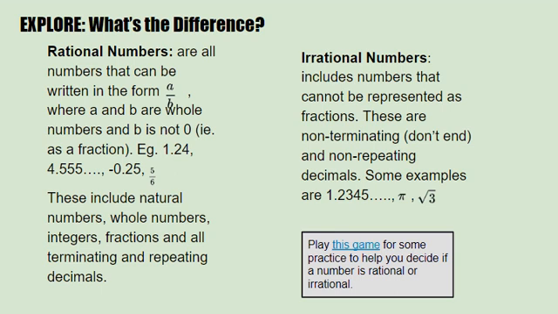Irrational numbers, then, are just numbers that can't be written as fractions. Those would be non-terminating decimals, or decimals that don't end and don't repeat. And there's a few examples of both listed. We'll look through some examples as well to help you understand that a bit better.